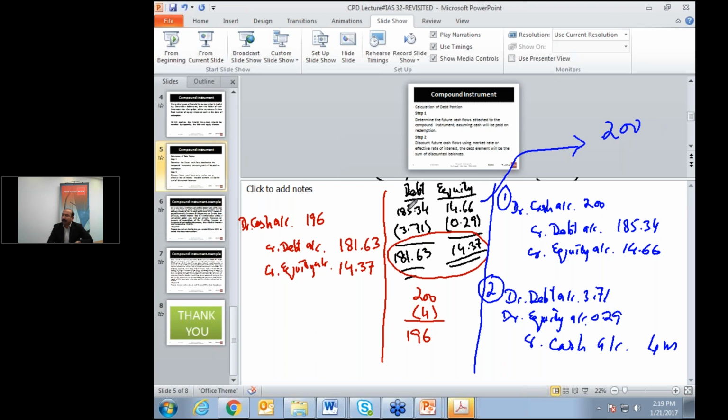So the relation of 185.34 divided by 200 into 4 million will give you 3.71. And likewise, 14.66 divided by 200 into 4 million will give you 0.29. So this way we have allocated on a pro rata basis, on the basis of the figures which we calculated without taking into account the issue cost. Okay, Musa, I hope it should be clear.